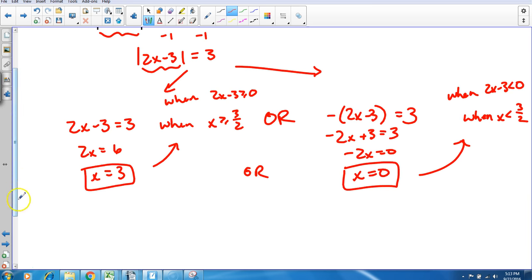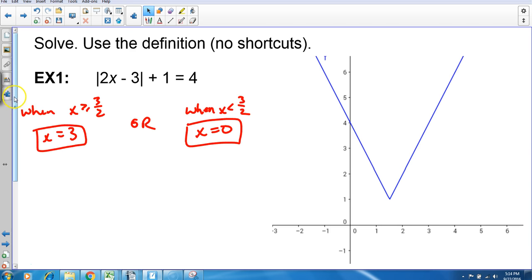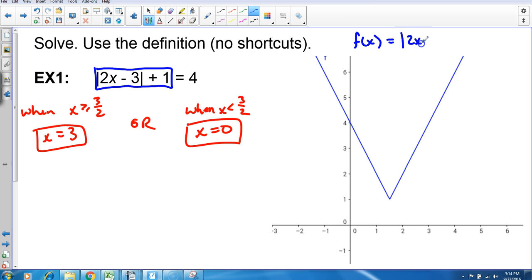So let's go ahead and make sure that we can make sense of this graphically. Here is the graph of this guy. Okay, so this is f of x equals absolute value of 2x minus 3 plus 1. Not equals 4, sorry. That shouldn't be tacked on at the end of that.